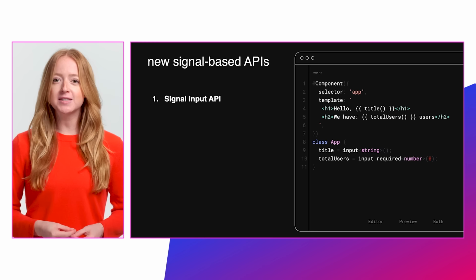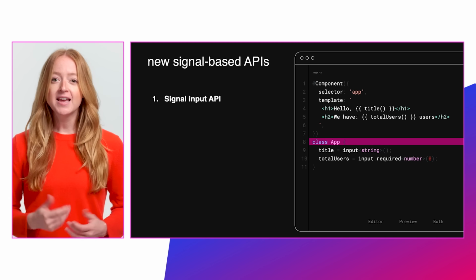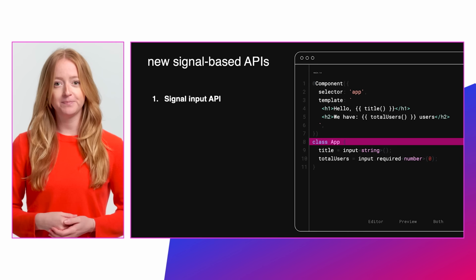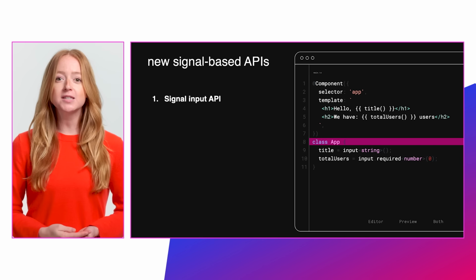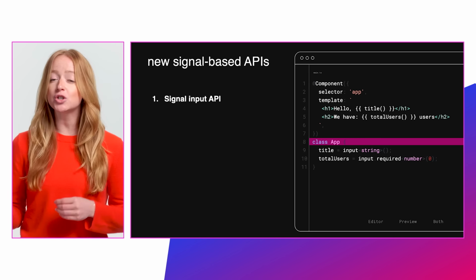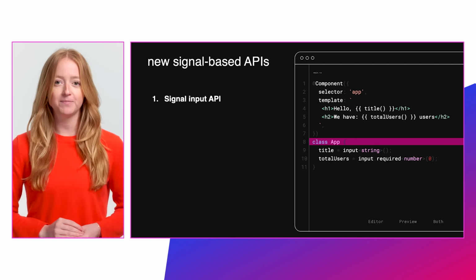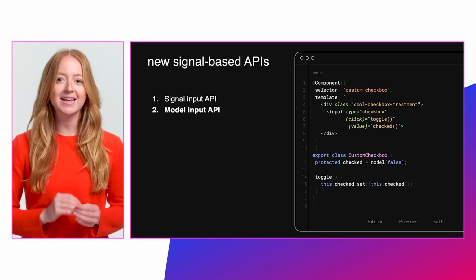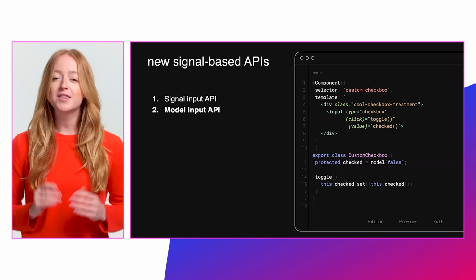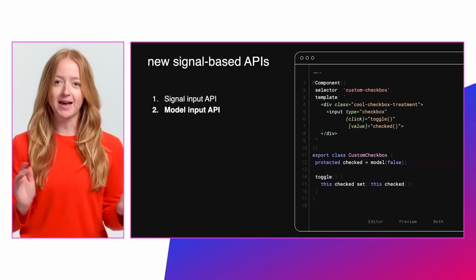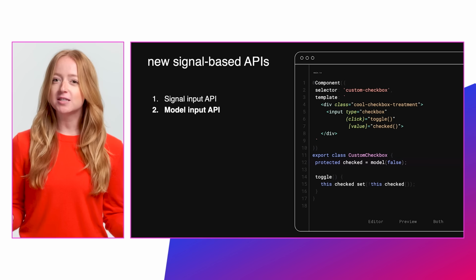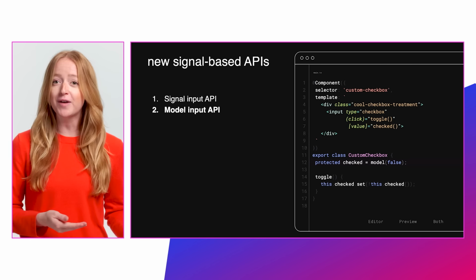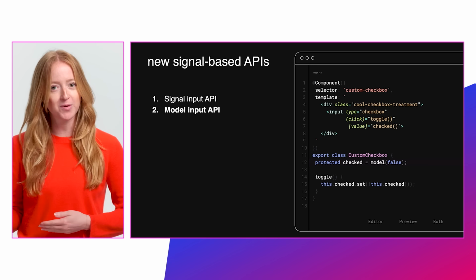First, we're introducing signal inputs. Signal inputs allow values to be bound from a parent component. Those values are exposed using a signal and can change during the lifecycle of your component. To help developers have a better time keeping data in sync with two-way binding, there's the new Model Input API. Model inputs are a special type of input that enable a component to propagate new values back to another component.